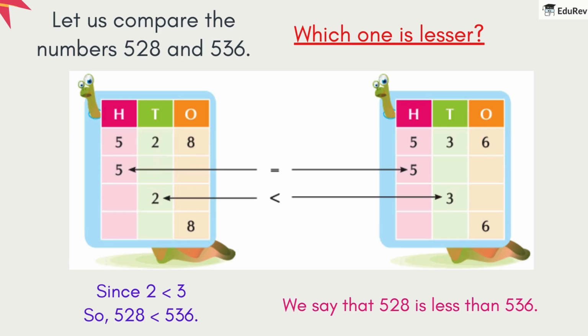Continuing with our comparison, since the digits at the hundreds place are the same, we compare the digits at the tens place again. So, for the numbers 528 and 536, we see that 2 is less than 3, which confirms that 528 is less than 536.